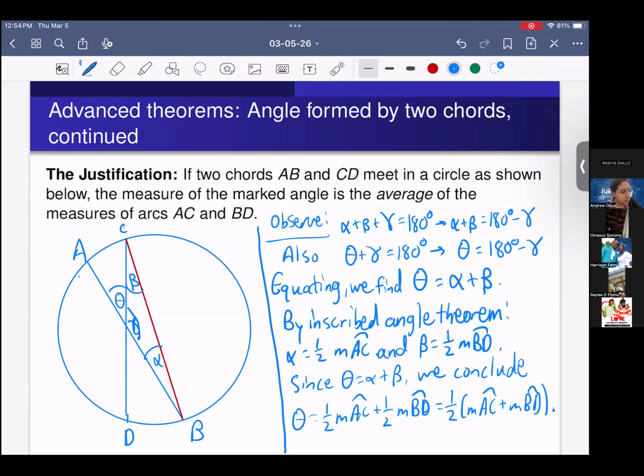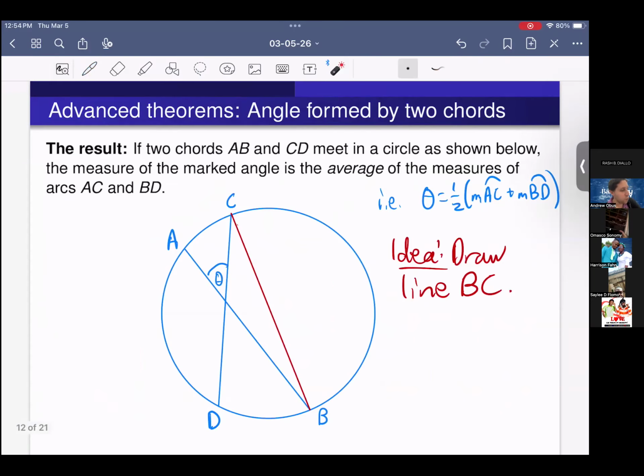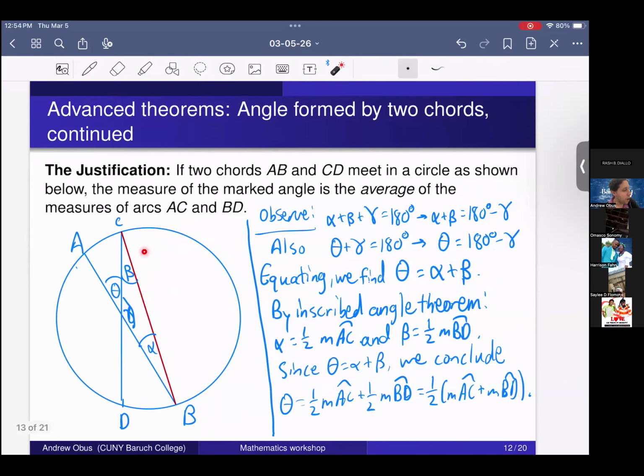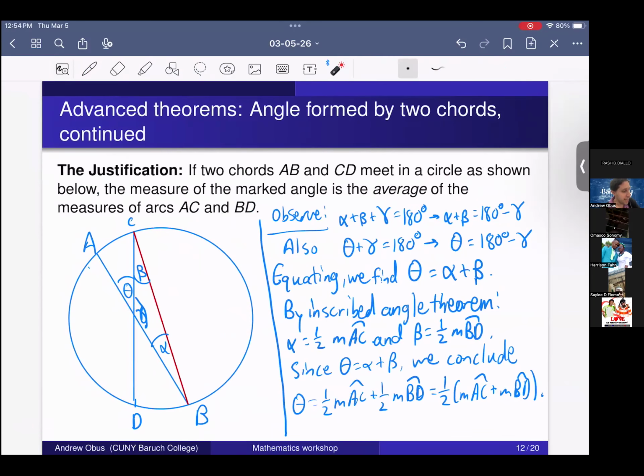So this is exactly what we wanted to prove. Go back, we wanted to say that theta was 1/2 the measure of this arc plus the measure of this arc. And now when you draw this angle, that's exactly what you get. You first show that theta is equal to alpha plus beta, and then you rewrite alpha and beta in terms of these arcs. So I'll just say we are done. Okay, so this is the entire proof.